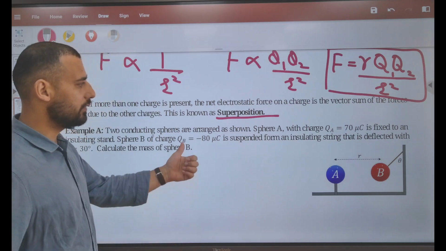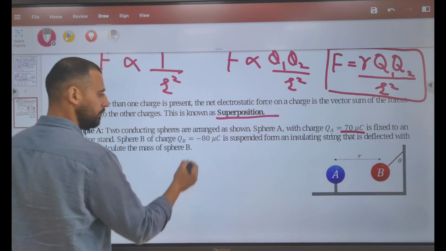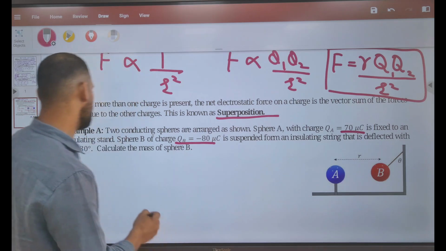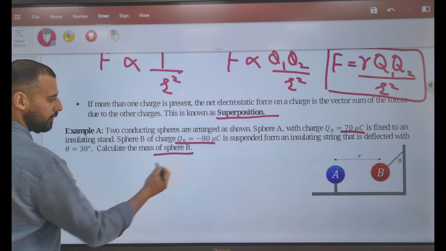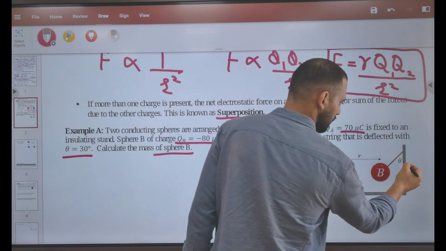See, there are two bodies. The charge is given. On A we have 70 microcoulombs. On B we have negative 80. Fine. So the question is, what is the mass of the sphere? And the angle is also given, 30 degrees. So this is 30 here.